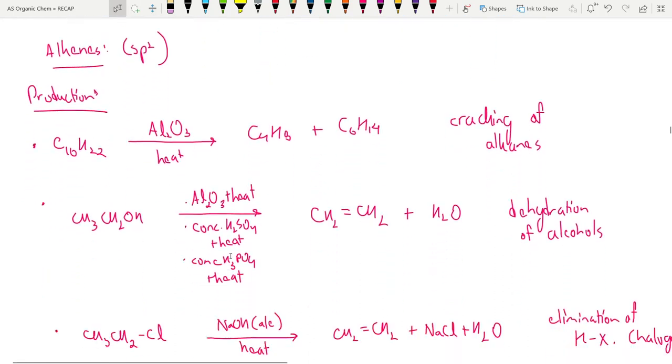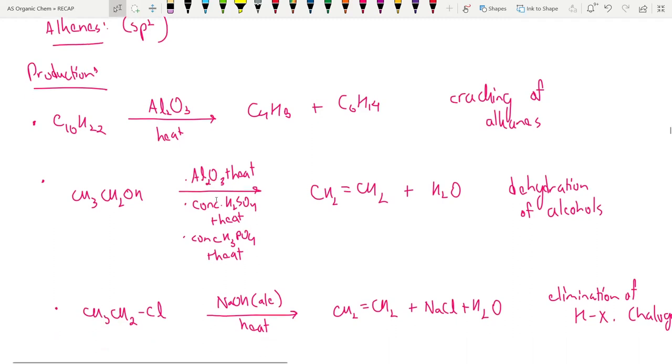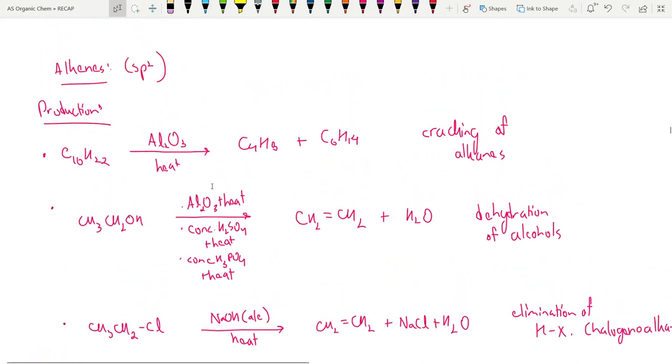We can either dehydrate an alcohol using aluminium oxide and heat, alumina, pumice, or concentrated H2SO4 plus heat, or concentrated H3PO4 plus heat. In some mark schemes they show heat with H3PO4, sometimes they don't. You can also crack alkanes, which we saw beforehand, using alumina plus heat. And we can also eliminate halogenoalkanes using ethanolic NaOH along with heat to get alkenes. That's an elimination reaction. These are the three routes.